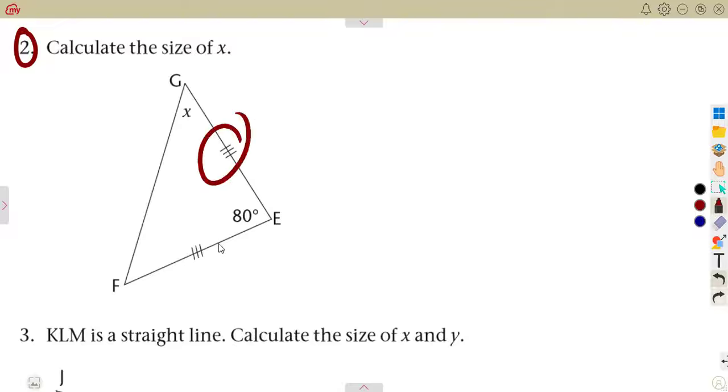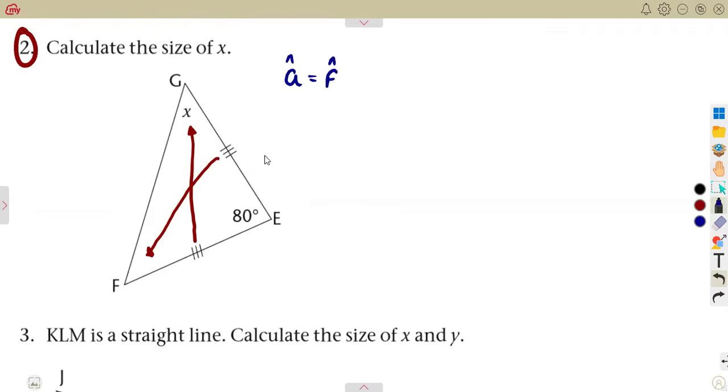Okay, let's see what we have. This is equal to this. That is, the side GE and the side FE are equal. So if they are equal, it means the angles opposite to these sides must be equal. I talked about that. So if angle G is equal to angle F, what does it mean? If this is X, this also is going to be X. They're equal. So if this is X, this is also going to be X.